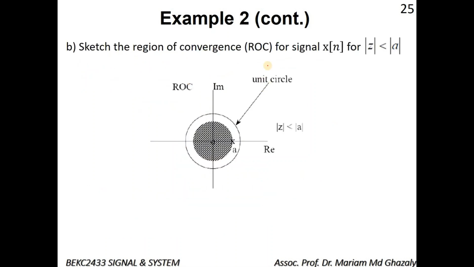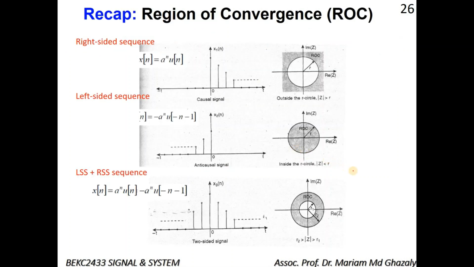For part B, we sketch the region of convergence. You already have that |z| is less than a. So you just draw out the unit circle, which is 1. You need to always draw out the unit circle. And where is the location of a? So |z| less than a is here. If you see here, the region of convergence for this signal is not stable because it does not include the unit circle.